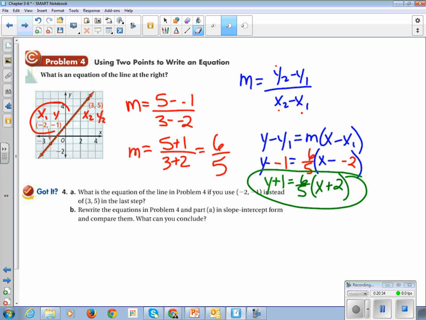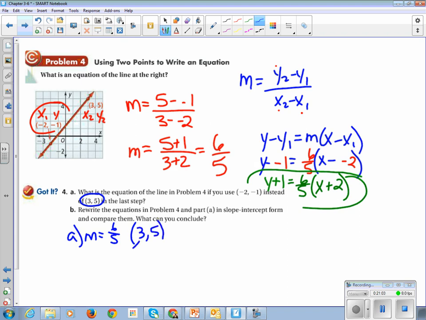All right, what is the equation of the line in problem number 4 if you use, oh, we did that one. So we're going to use 3, 5 in the last step instead of -2, 1. So essentially they're asking us if our slope is the same and we use coordinate 3, 5 as x1 and y1. So then it goes y minus y1 equals slope times x minus x1.